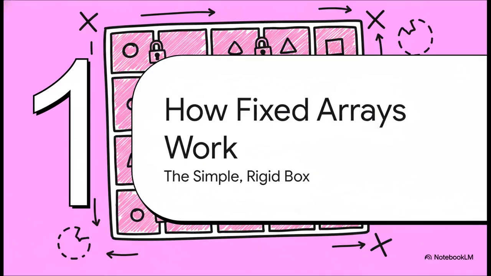So, how did we first solve this? Well, with the original, super straightforward solution, the fixed-size array. Just think of it like an egg carton. Once you decide it holds a dozen eggs, it will always hold a dozen eggs. You can't add a 13th slot, and you can't take one away. It's rigid, for sure, but that rigidity? That's actually its secret weapon.